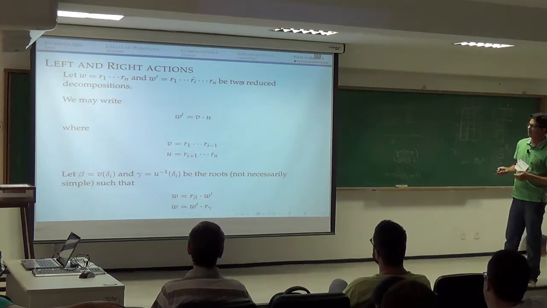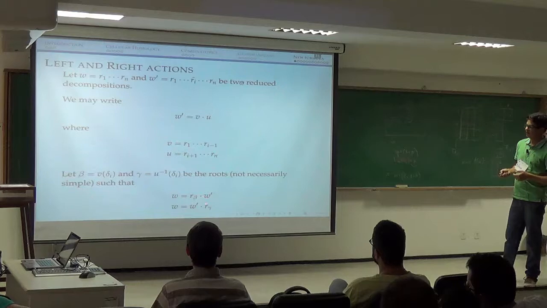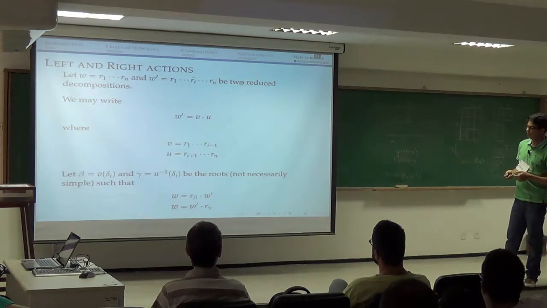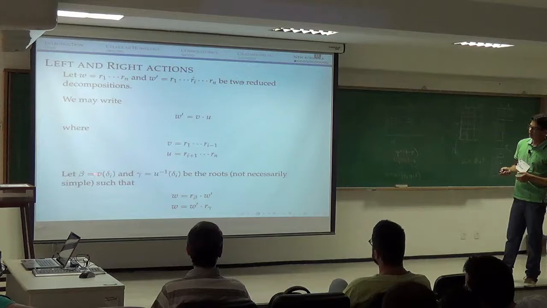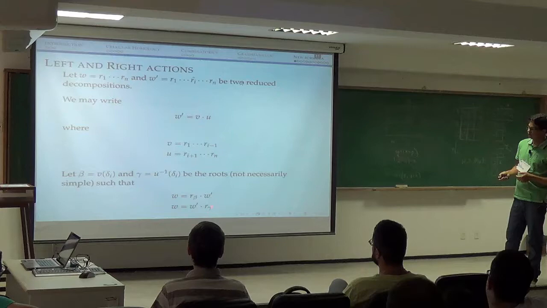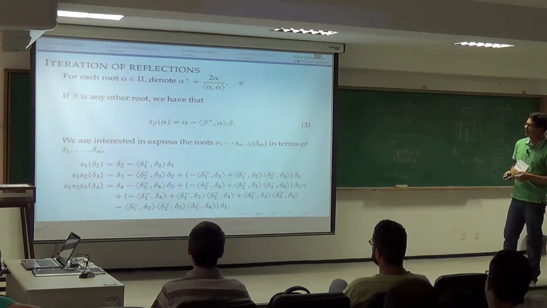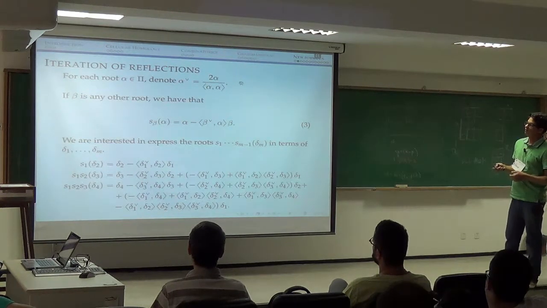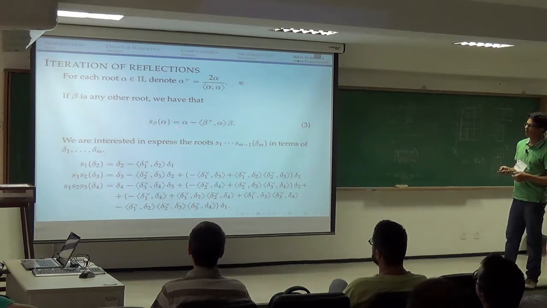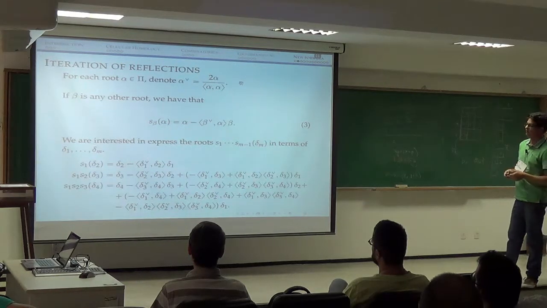We may write the relation between W and W prime in these two ways. Here by multiplying at the left, and here by multiplying at the right. Beta root is this one, and the gamma root is this one here, the inverse of U acting on delta I. So what happens if you consider this expression now? Let us denote alpha wedge by this one, and we know the formula of reflection is given this way.